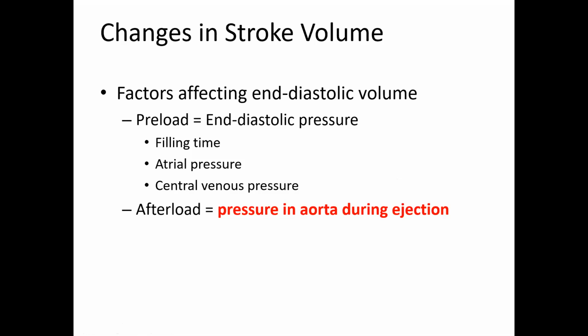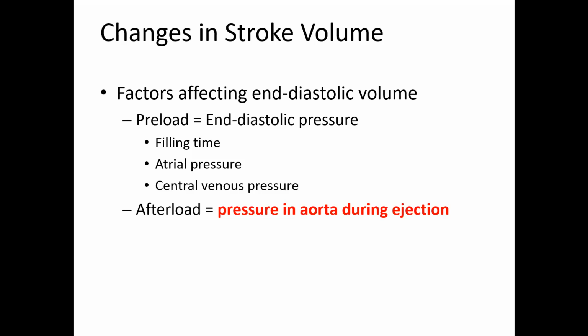So preload is the end diastolic pressure. It's determined by how much time the heart has to fill, how much pressure is in the atria, and then the central venous pressure. And central venous pressure is how much pressure is in the veins that are coming back to the right side of the heart. And so if we have a high amount of preload coming back into the heart, we're going to see a lot of blood coming back and filling into that chamber.